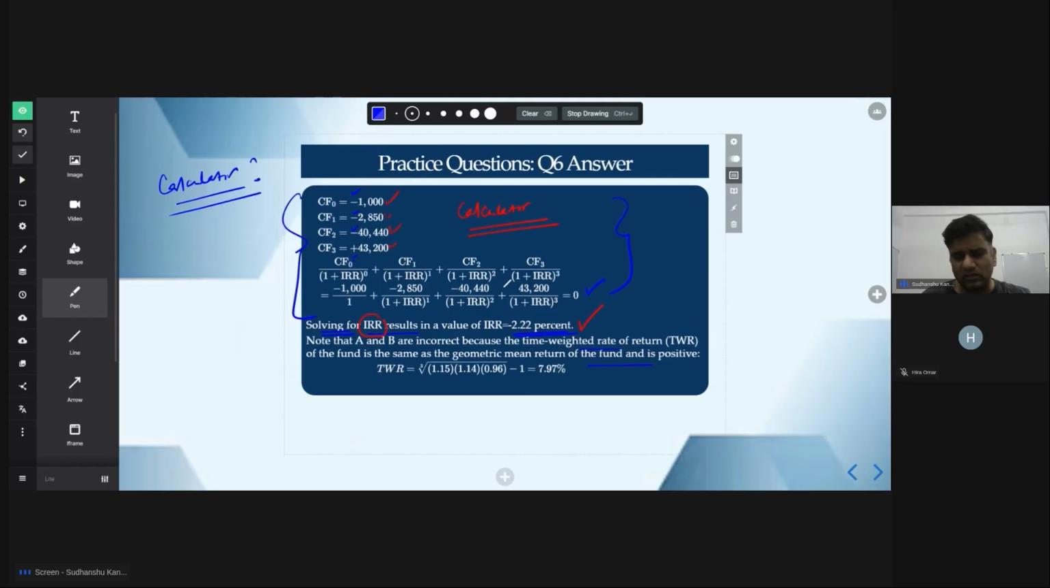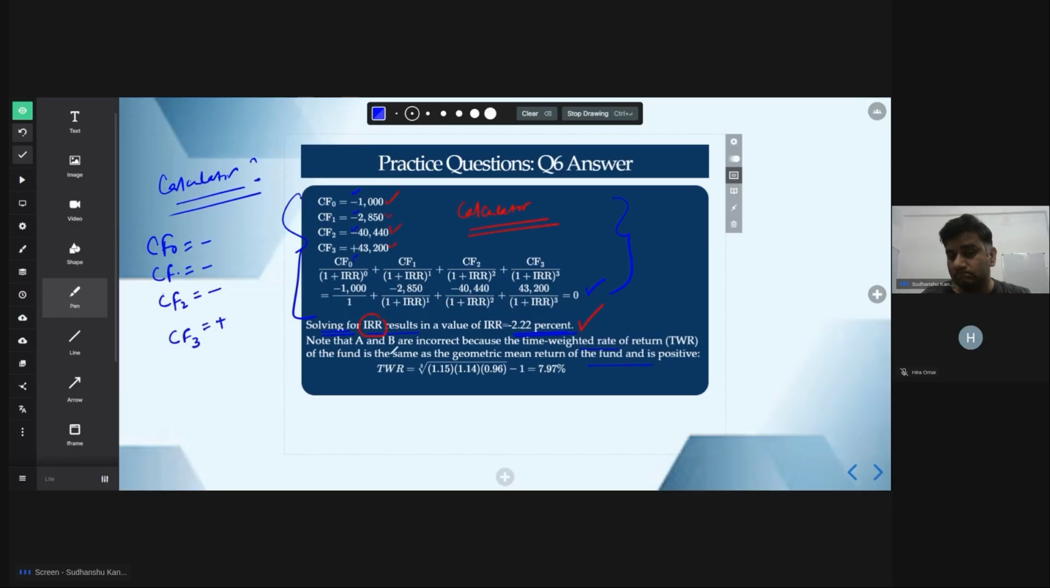So don't bother about the equation that much, because nobody will actually solve by equation. You will basically solve it by calculator, right? So remember that in the calculator you put the CF0 value, CF1 value, CF2 value. Be very, very clear of your signs. This is negative, this is negative, this is negative. CF3 is positive. Negative, negative, negative, and positive.